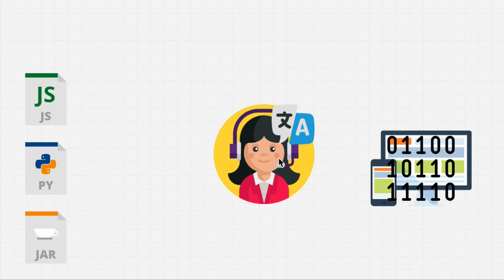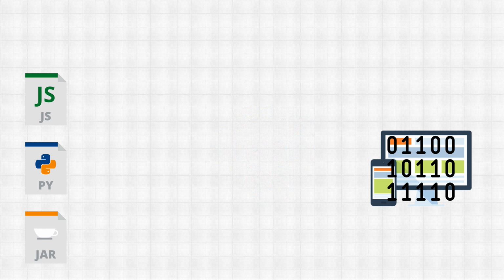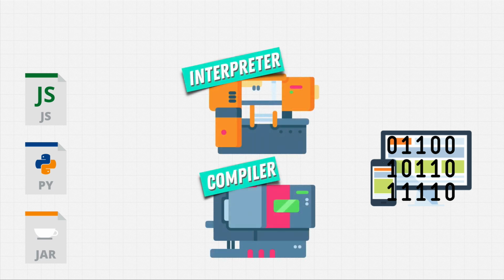Well, it's another program written by a human. It can either be an interpreter or a compiler. Now, Python usually uses an interpreter, usually. And an interpreter, just like a translator, goes line by line through our code and executes our code on our machine.